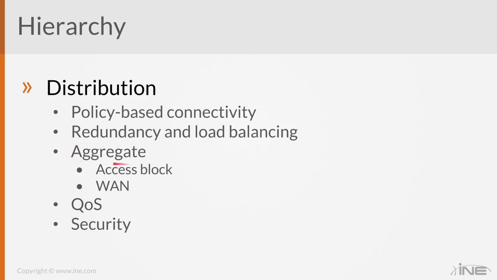We aggregate the access block. So on the first slide, we saw many access switches. These need to be aggregated at the distribution block. We don't aggregate at the core necessarily. And if we do, we'll see that later. We're going toward another kind of design.